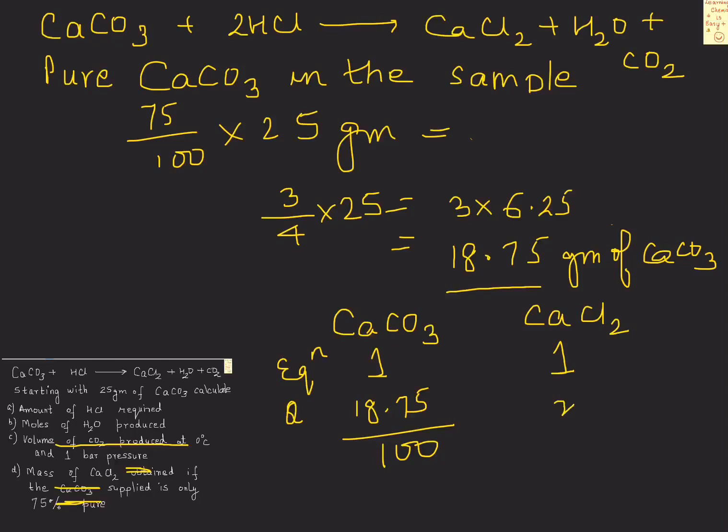So, what will be the mass of calcium chloride formed? That is X divided by the RMM of calcium chloride, that is 40 plus 71, because chlorine is 35.5. So, go ahead and do the calculations.